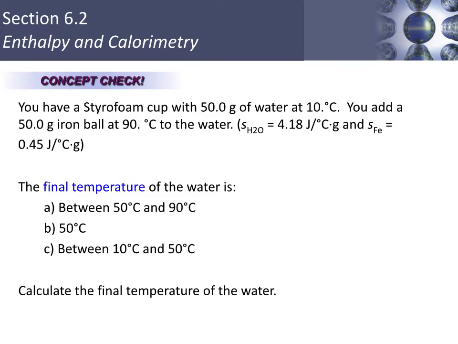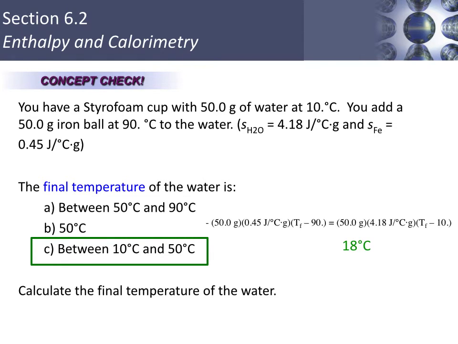If you said the correct answer was between 10 and 50 degrees C, you would be correct. How would you figure that out? Well, you could say 50 grams times the specific heat for iron times the change in temperature of the iron. It starts at 90, and we don't know what the final temperature is going to equal. That equals 50 grams of water times the specific heat of water times the temperature change in water. If you were to multiply all that out, you would get 18 degrees Celsius. And that is the end of this section.